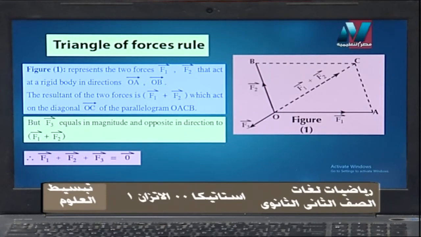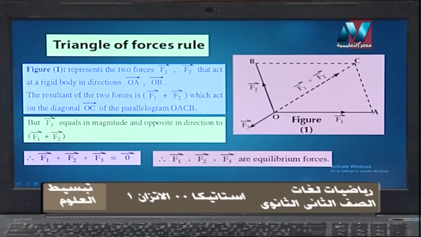So if the body is under the effect of three forces, we can add two forces into one resultant, and this resultant equals the third force. And now there are only two forces, opposite in direction and equal in magnitude. Then their sum equals 0 because they are in equilibrium, and vice versa. If F1 plus F2 plus F3 equals the zero vector, then they will be in equilibrium. Okay.